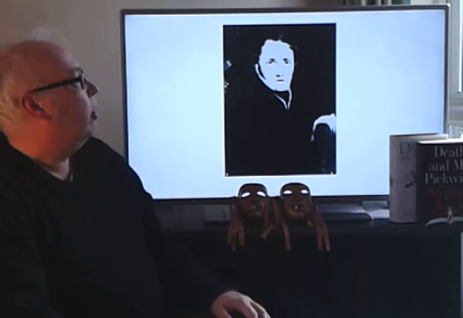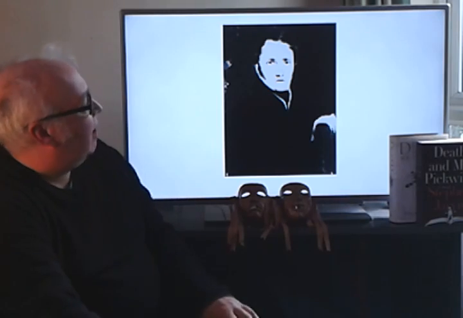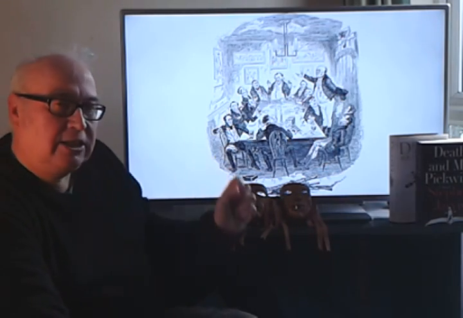Around this time too, there emerged a man called Robert Seymour, who is the main character in Death of Mr Pickwick. Now, he was the most prolific cartoonist of his era. He drew literally thousands of pictures, and he drew upon the graphic traditions of the time, and he produced this. Mr Pickwick Addresses the Club.